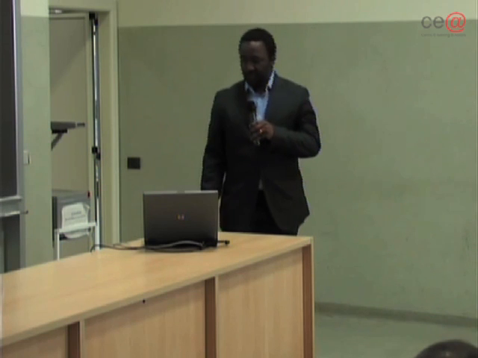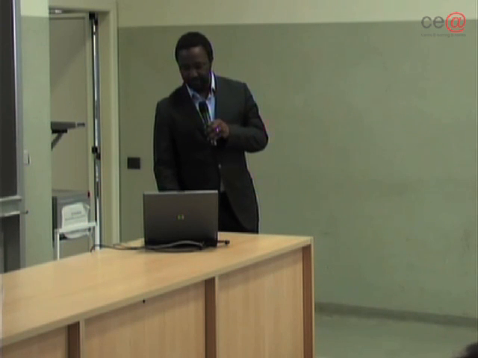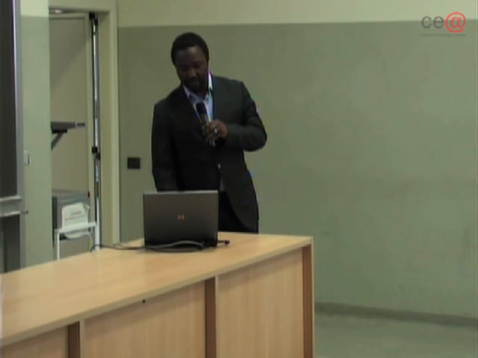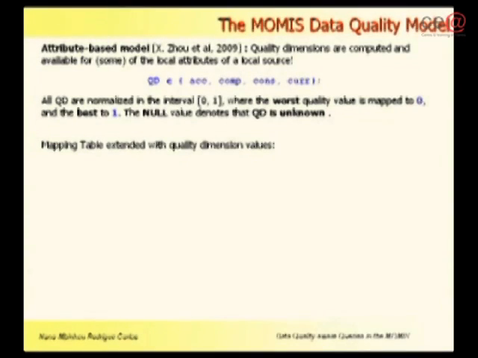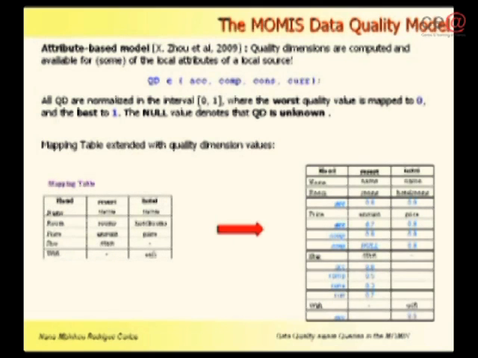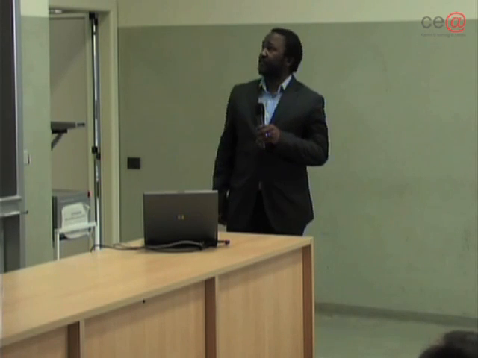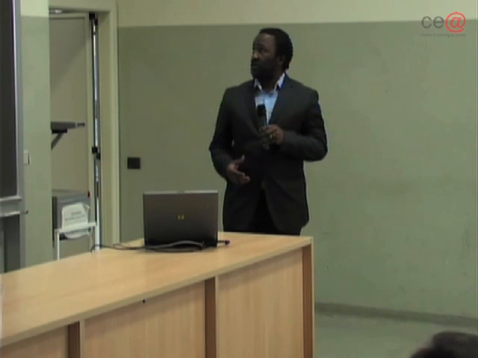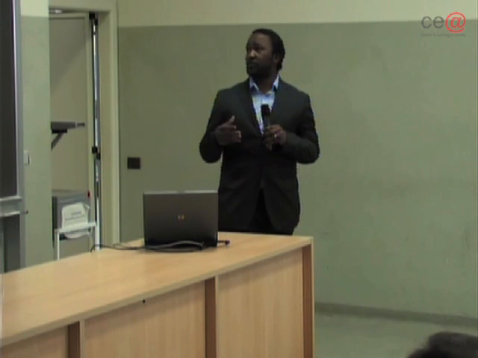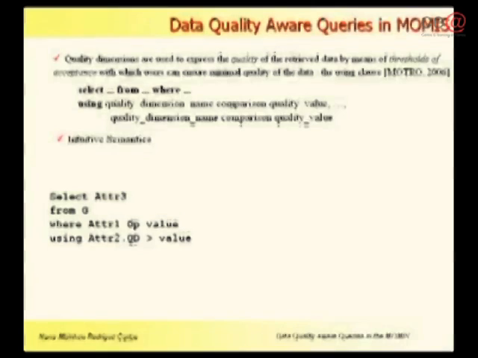To extend the MOMIS framework, we use the attributes model approach, where we can specify quality dimensions for the attributes, and we extend the mapping table to include data quality metadata. To retrieve data which satisfy the quality constraint, we use the query defined by Mokro, and we show an intuitive explanation.